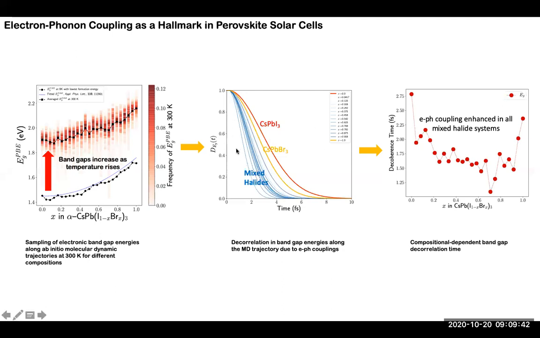So if you plot this full width at half maximum as a function of composition, you see better that for pure halides, they have much longer band gap dephasing time, whereas for all the mixed halide systems, the band gap dephasing time gets shorter. That means there's much stronger electron-phonon coupling in the system where you have two different halides mixed together. And that's probably why lots of these mixed halides exhibit this phase segregation problem.